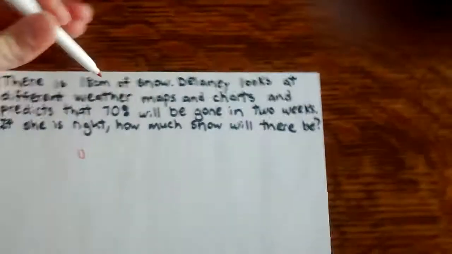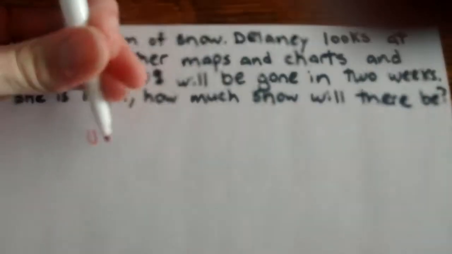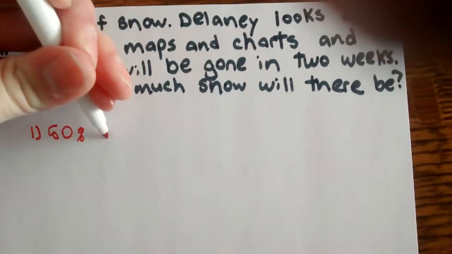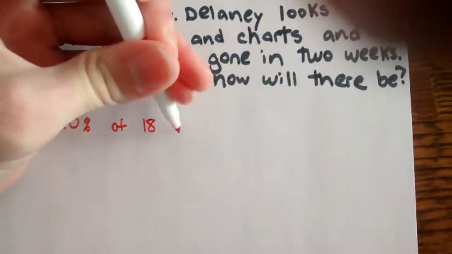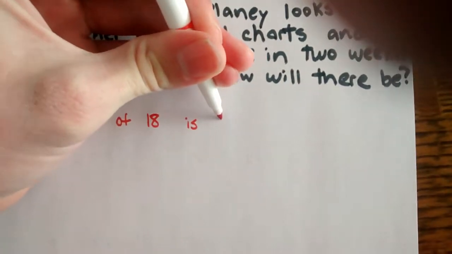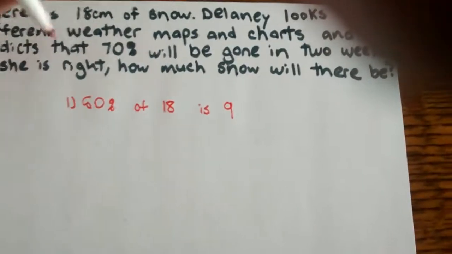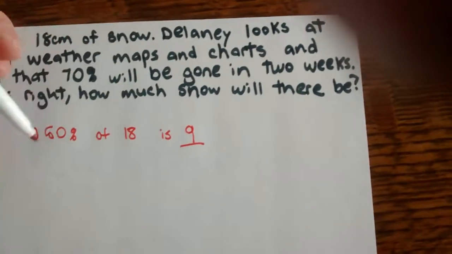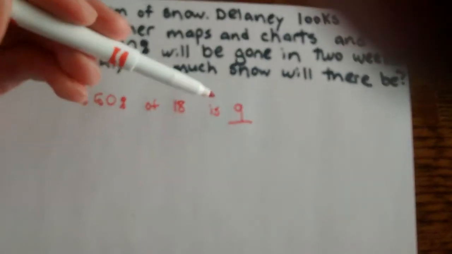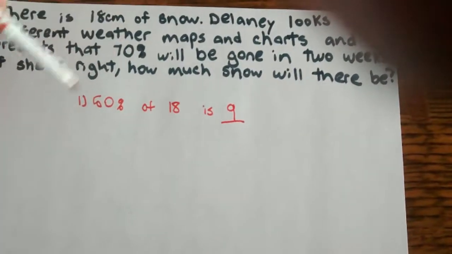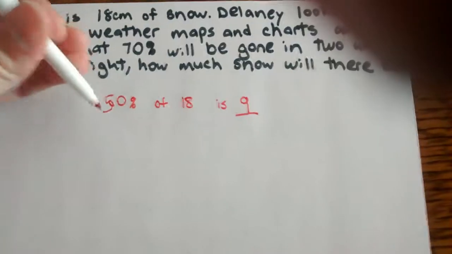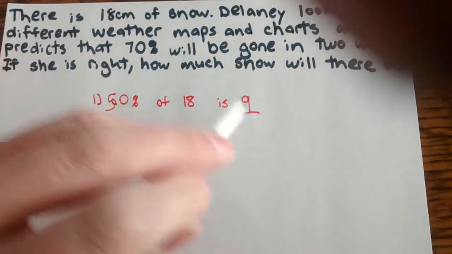First, 18 centimeters of snow. 50% of 18 is 9. Half of 18 is 9, 50%. So I know that my answer is going to be above that because it's 70% and not 50%. So I'm going to have to be taking away more than 9 centimeters of snow.